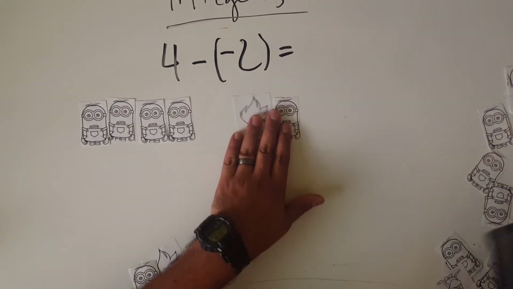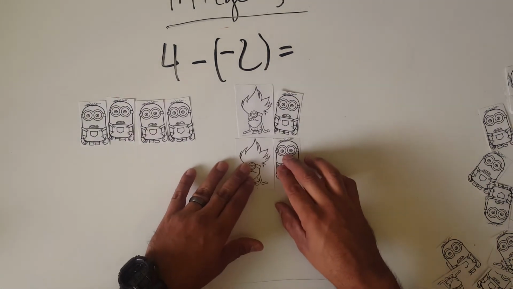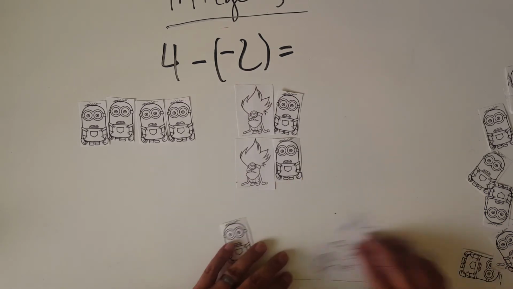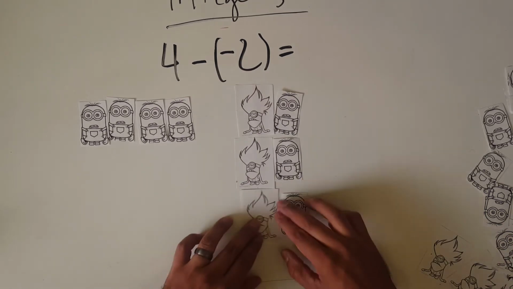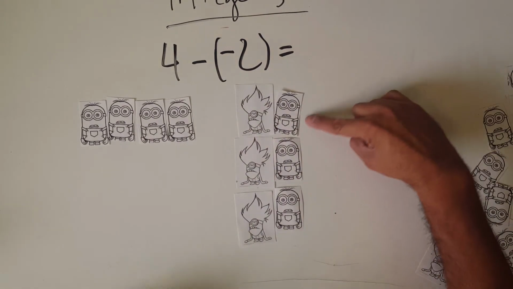Okay? But we got to get to where we can take away 2 negatives. So let's throw in another 0 pair. Okay? And let's throw in another 0 pair. Like I said, you can add as many as you want. So there's another one. Okay? So again, it's still just 4. This is worth 0.